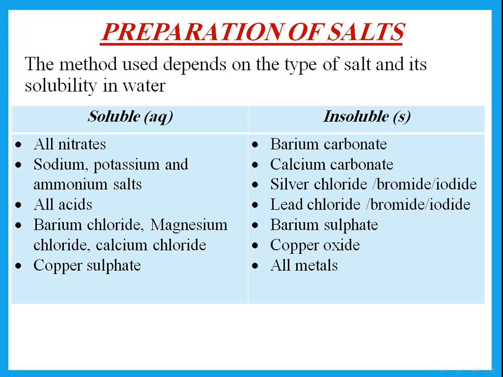Silver halides, silver chloride, silver bromide, silver iodide, all of these are not soluble in water. So they form a precipitate when they're formed in a reaction. Lead chloride, lead bromide, lead iodide, all of these are not soluble. Barium sulfate, we're going to be talking about it, is not soluble. Copper oxide is not soluble. You should actually know that copper oxide is a black solid. And of course, all metals do not dissolve in water. So this is basic, you need to know.